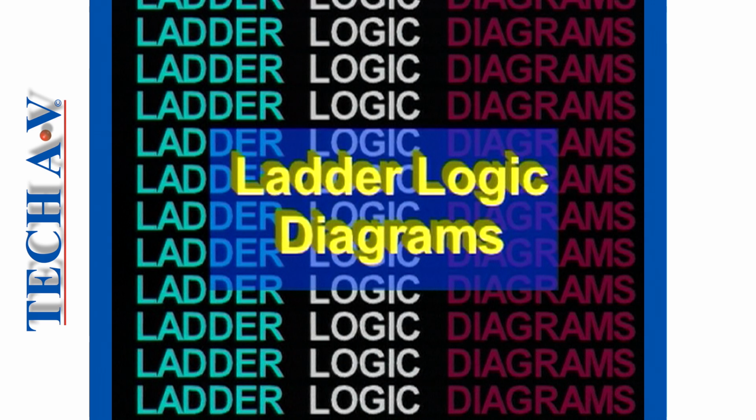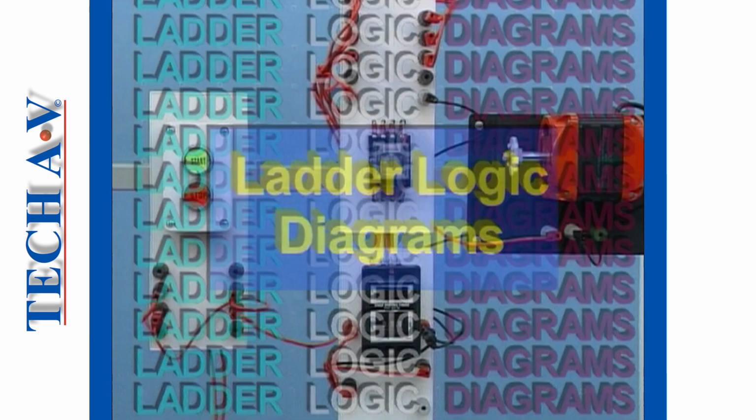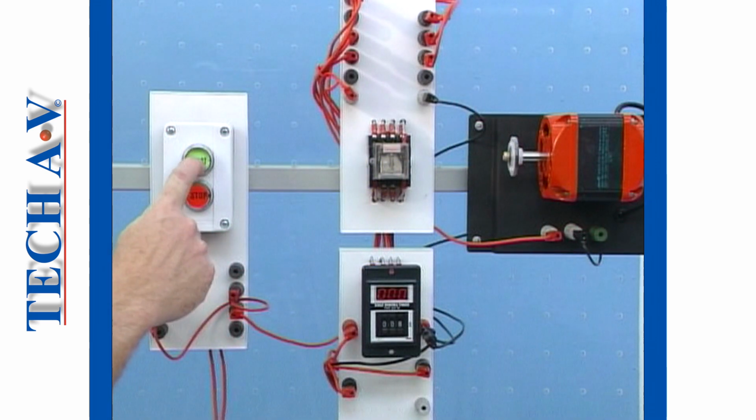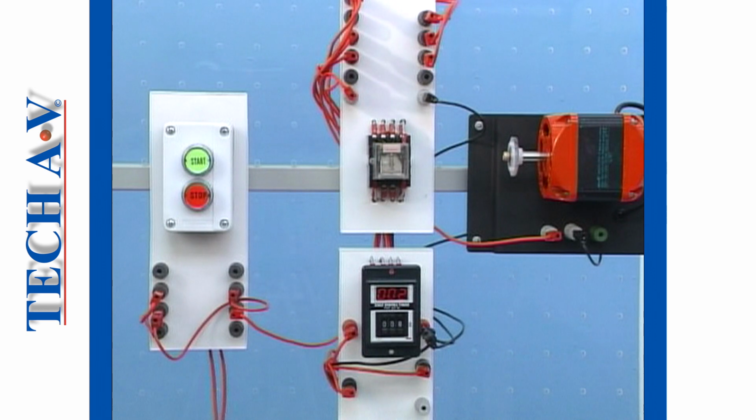Welcome back. In this section, we will use a relay ladder logic diagram to explain how, for example, input, logic, and output devices are arranged to control the runtime of an electric motor.